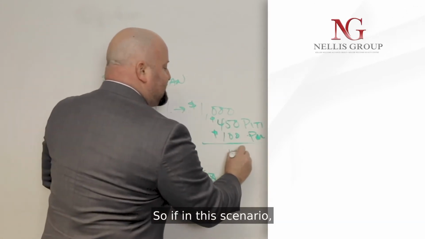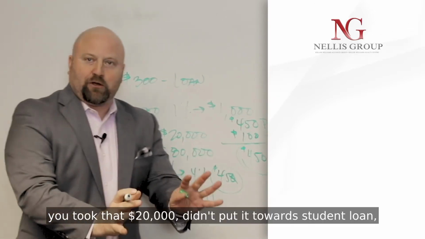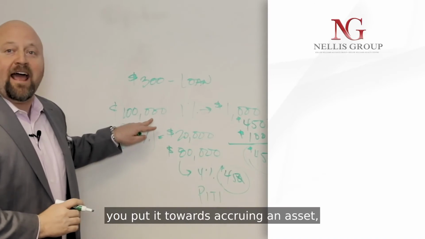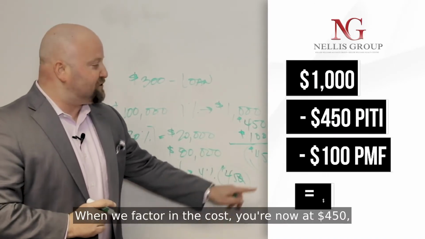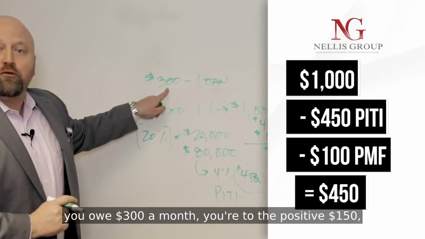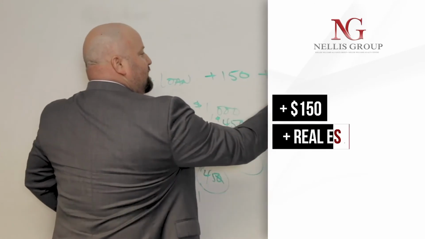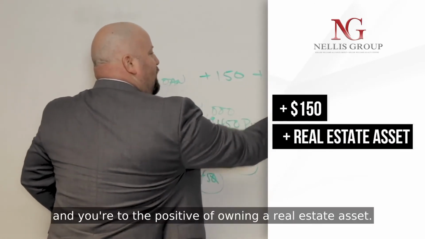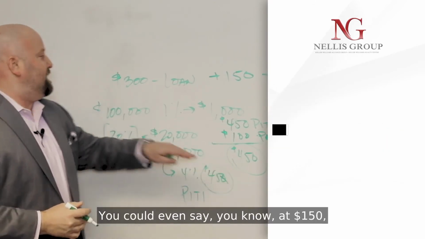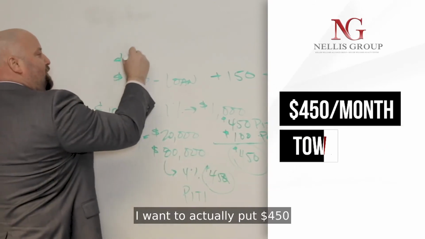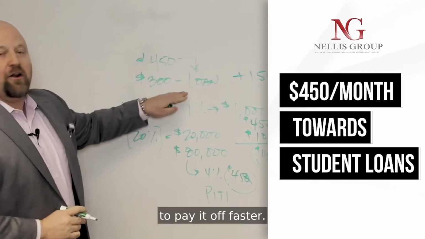So in this scenario, you took that $20,000, didn't put it towards student loan, you put it towards accruing an asset, becoming a real estate investor. When we factor in the cost, you're now at $450. You owe $300 a month. You're to the positive $150, and you're to the positive of owning a real estate asset. Here's what's fun. You could even say, at $150, I want to actually put $450 towards my loan to pay it off faster.